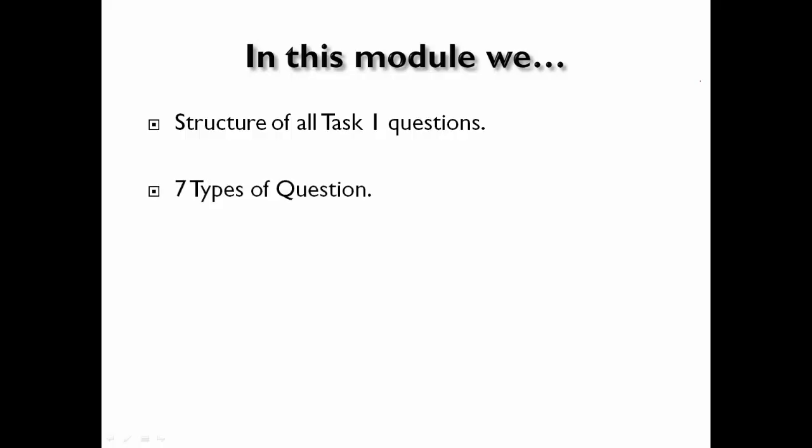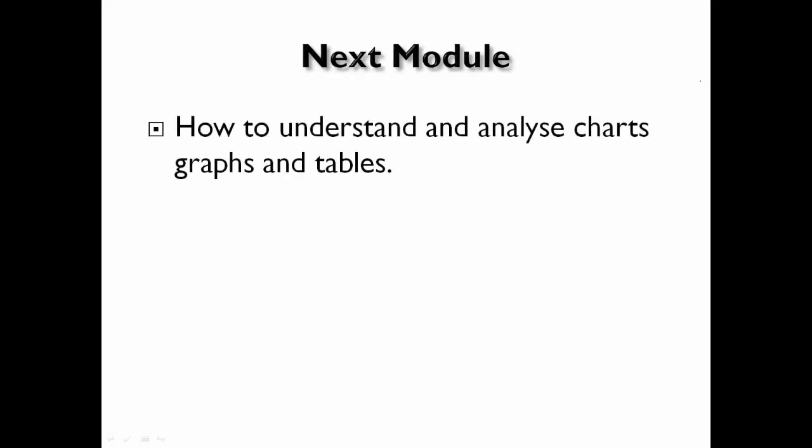So let's review what we did in this module. We looked at the structure of all Task 1 questions. We looked at the 7 different types of question. We looked at the official marking criteria. And then we simplified the marking criteria by looking at lots of things that you should do and you shouldn't do for each of the 4 criteria. And if you do those things and you don't do the other things, you will get a 7, 8, or a 9.